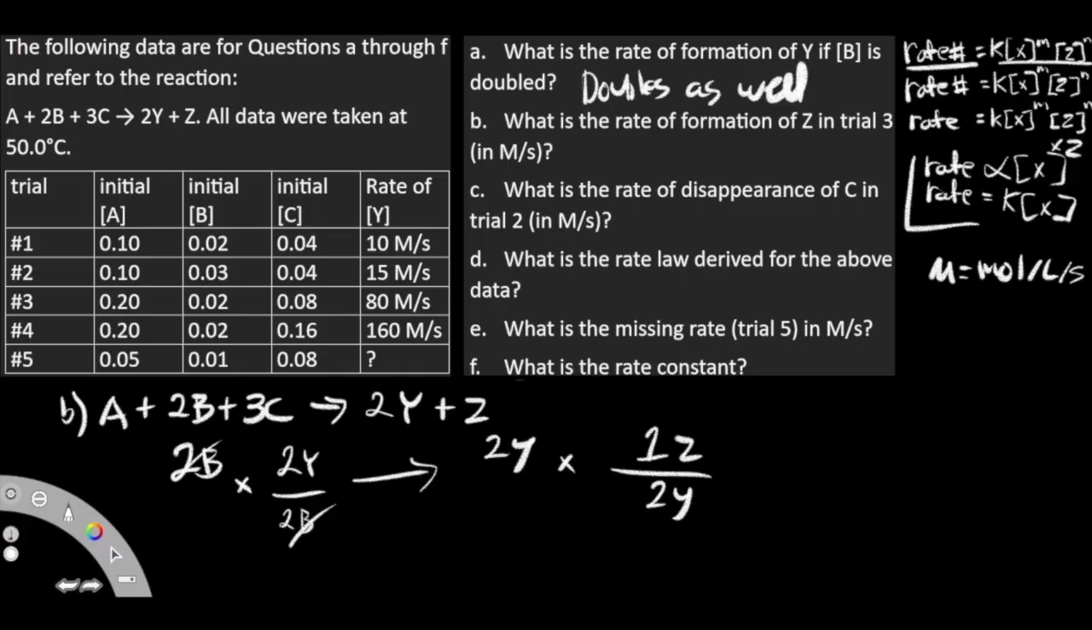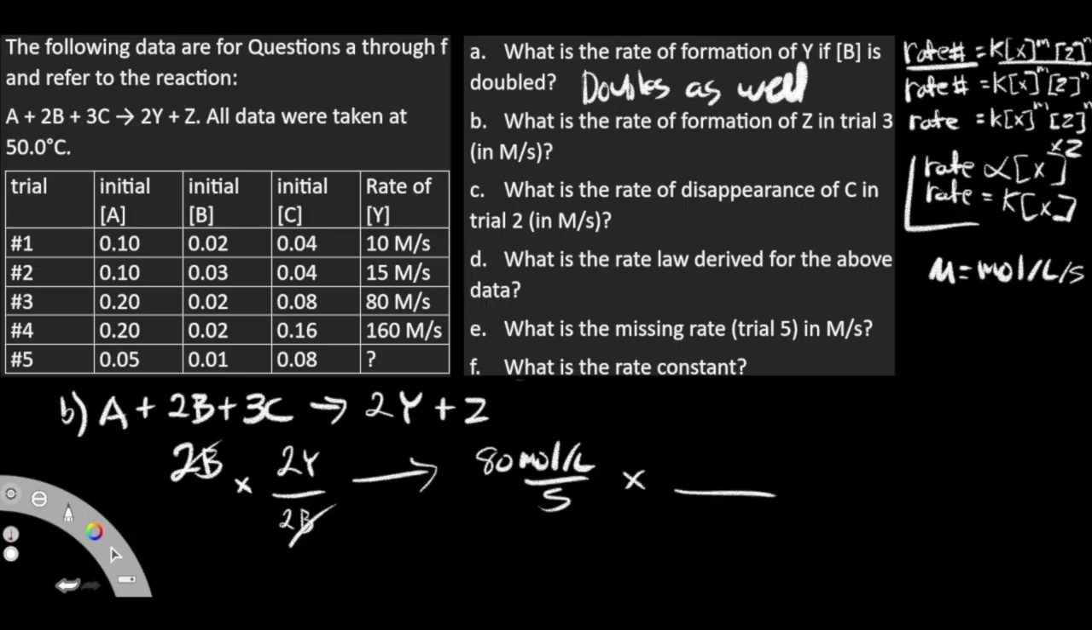And again, what is my 2Y value? Let's just go backwards a bit. Instead of 2Y, I could actually change my 2Y into our actual value. What is my value of 2Y? Where is it? Right over here. Trial number 3, it is 80 moles per liter per second. Again, we're going to put our 80 moles per liter per second. This here is our 2Y.